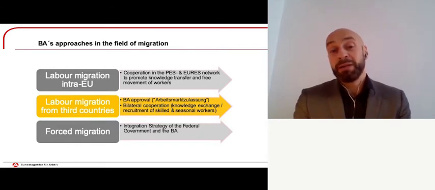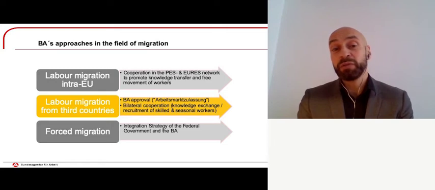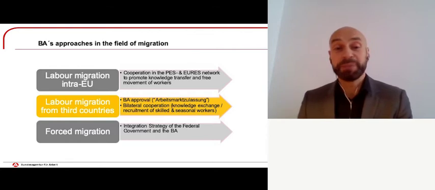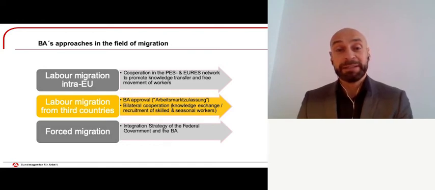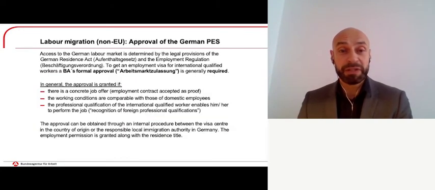As I already mentioned, we also have a legal role, what we call Arbeitsmarktzulassung, the labor market approval of all skilled migrants who enter the German labor market, no matter if they are recruited via the German Public Employment Service, by private agencies, or by German employers directly. And when we talk about migration, we also play a very active role in the field of forced migration, the integration of refugees into the German labor market, but this is something we won't go into detail on today.